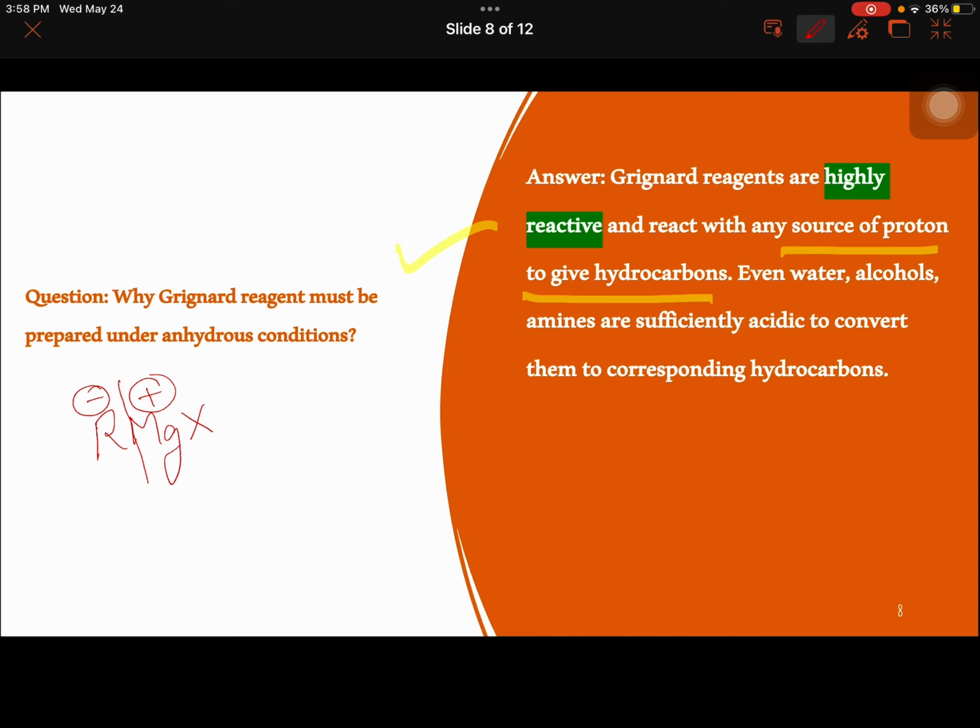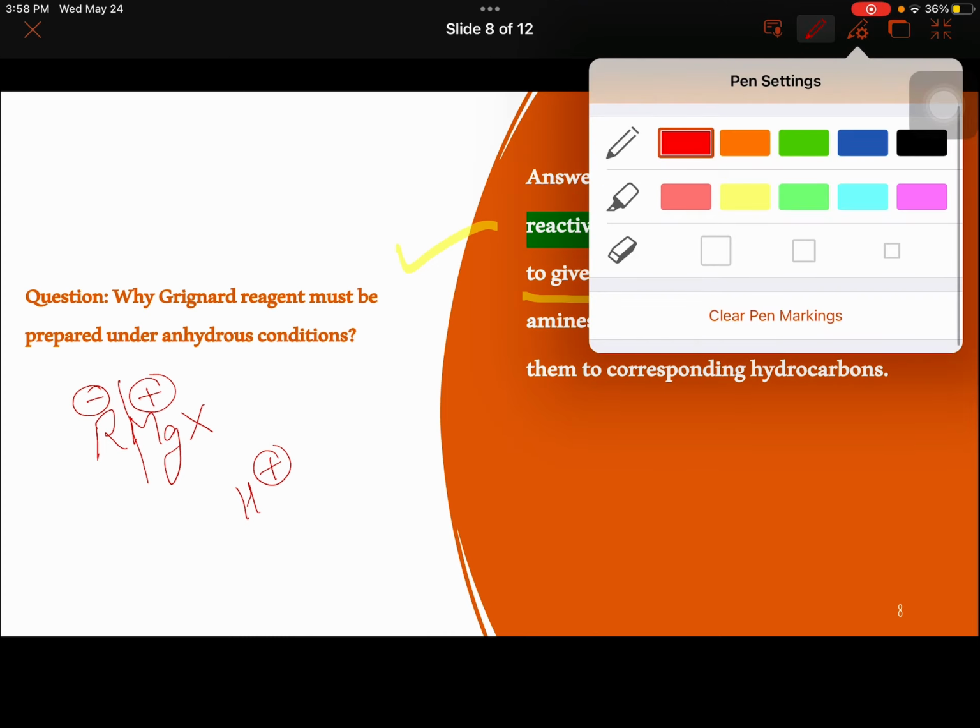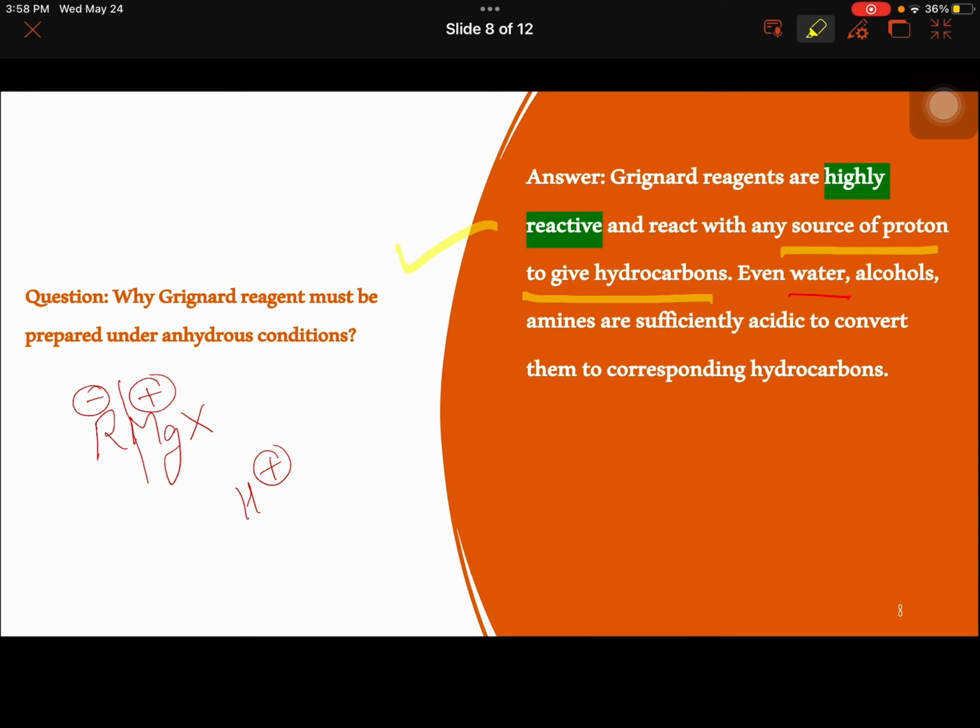So if R is getting proton, that is H plus, from any source, it is going to give you RH, that is alkane. That's the reason that if there is water, in the question only water is asked, but I would like to tell you here that it may be alcohol, it may be amine, which are sufficiently acidic to convert them to corresponding hydrocarbon.